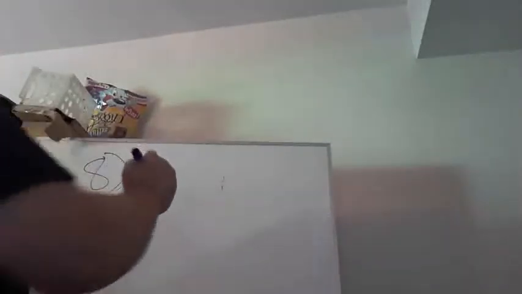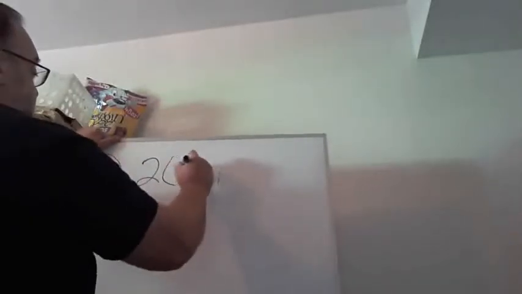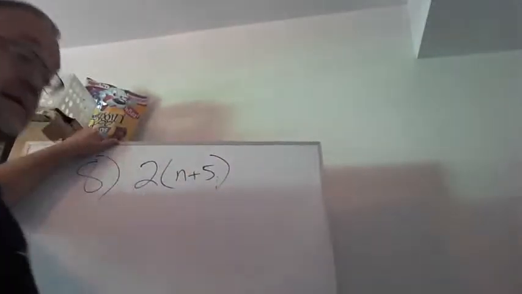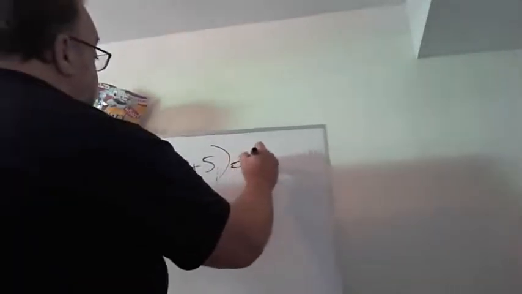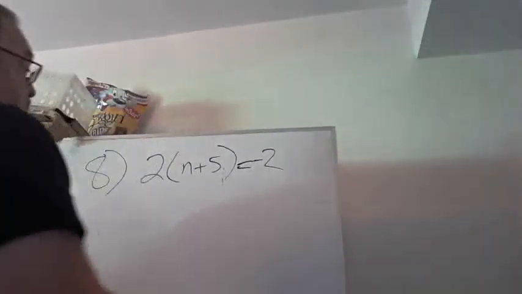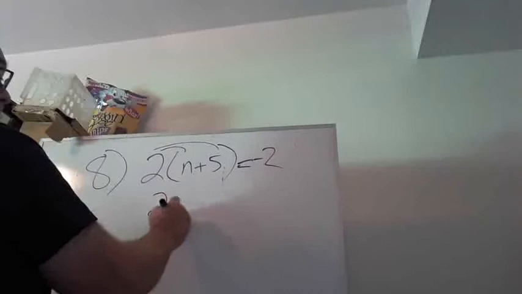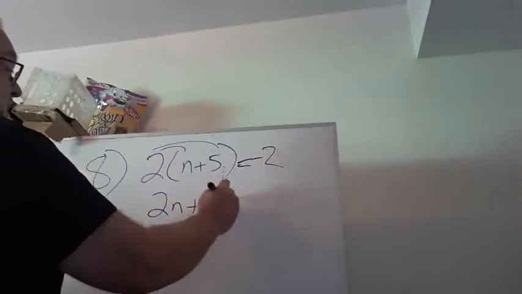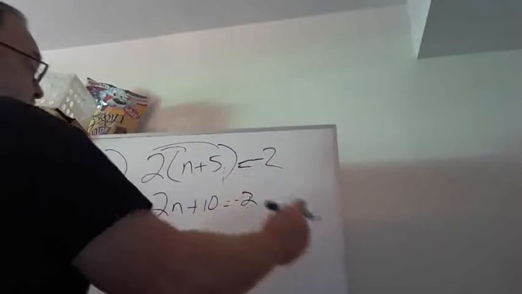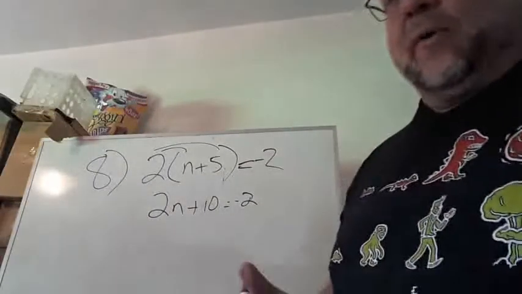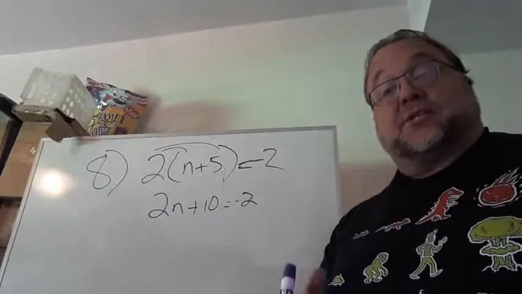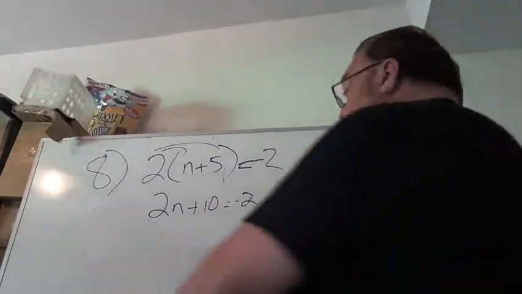Let's take a look at number 8. And it says 2 times n plus 5 equals -2. Now, remember that first of all, I'm going to have to multiply. Remember my double rainbows. So I'm going to get 2n plus 10 equals -2. Now what I need to do is get rid of that 10. So to get rid of the 10, it's a positive, so I subtract.